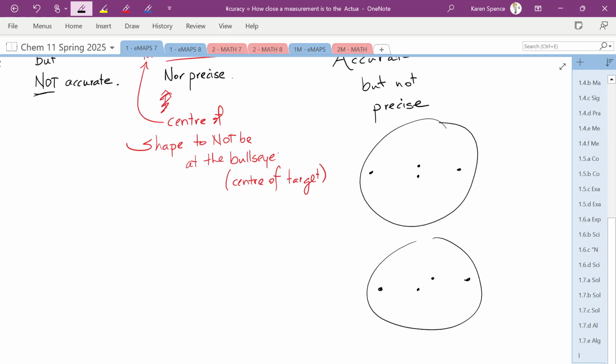Here's the thing. Are we really going to spend a lot of time in chemistry throwing darts at targets? No. What we're really going to do is take measurements. We're going to have actual numbers, and you'll be able to look at those numbers and say, are the numbers close together? Are they close to each other? Is the average of those numbers close to the actual value? So the targets are nice for a visualization, but like I said, you're not going to be spending lots of time throwing darts at targets or doing archery practice or anything like that.